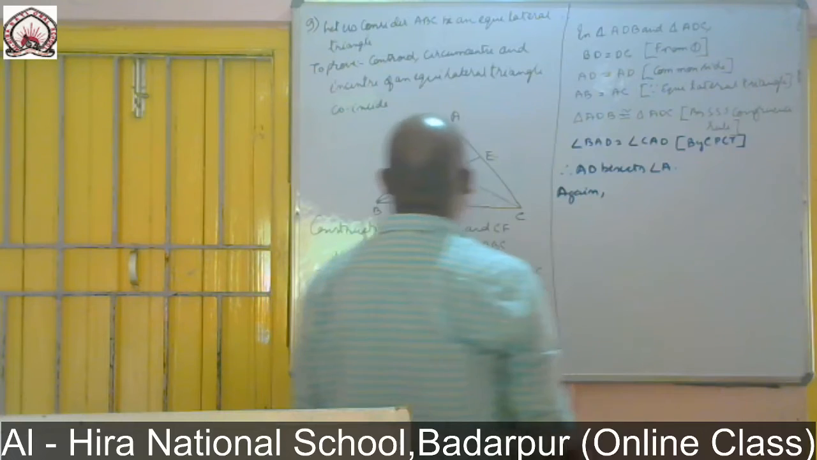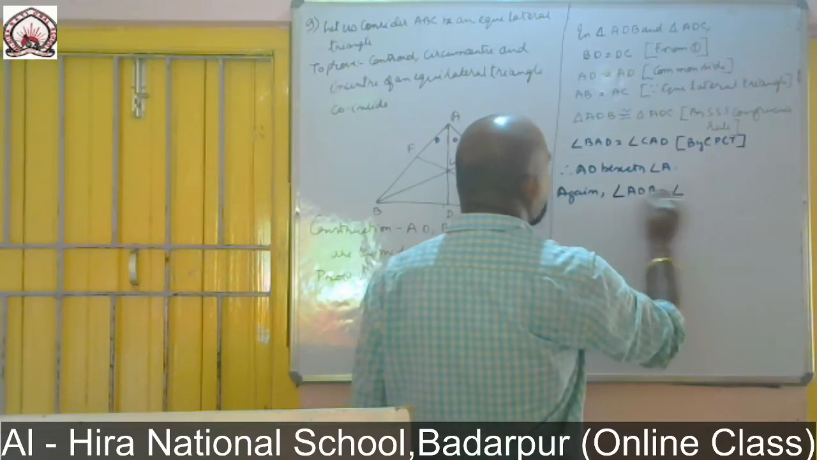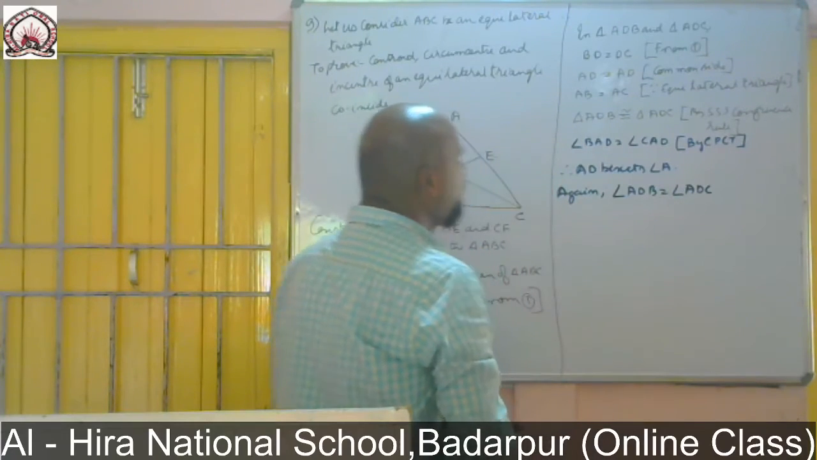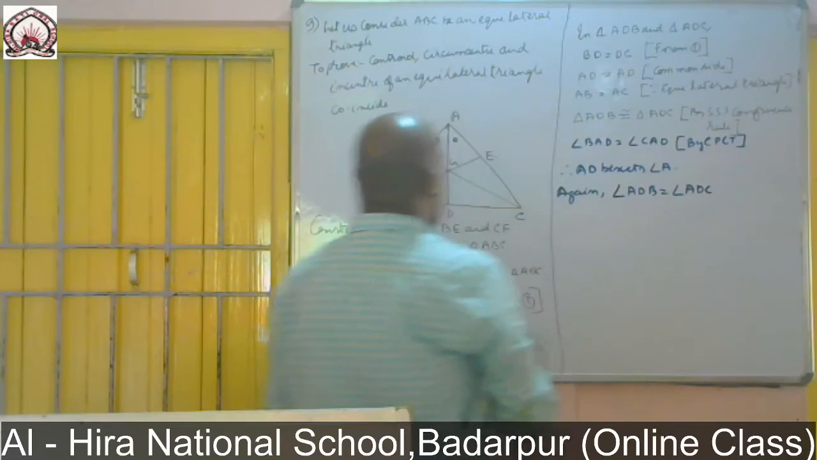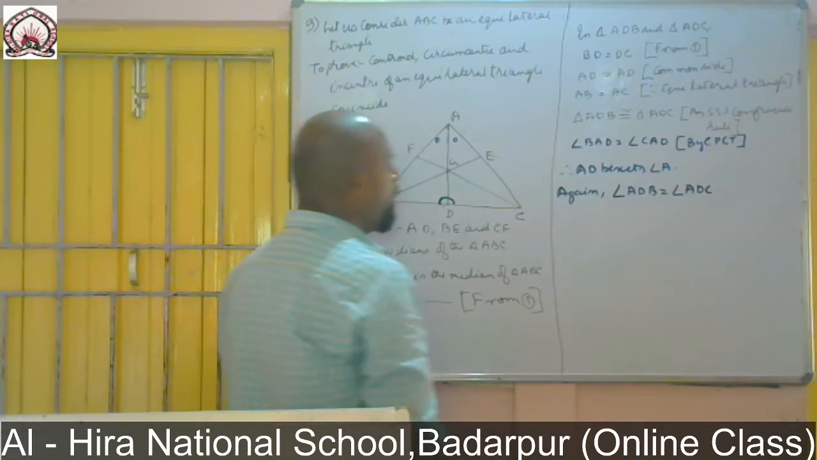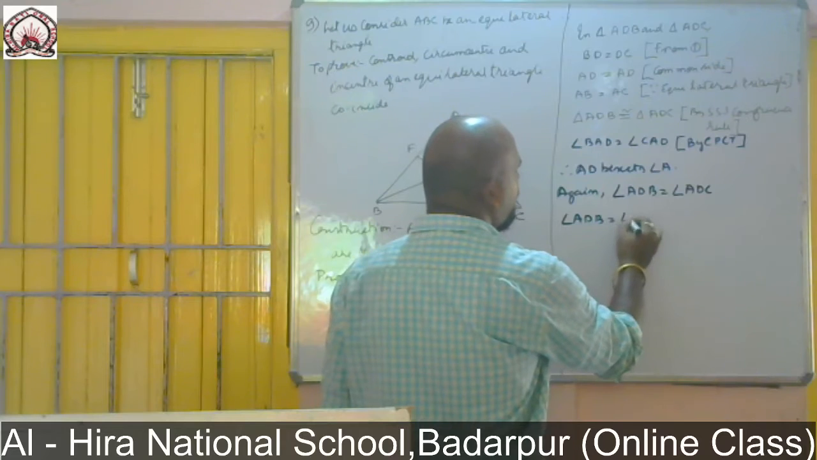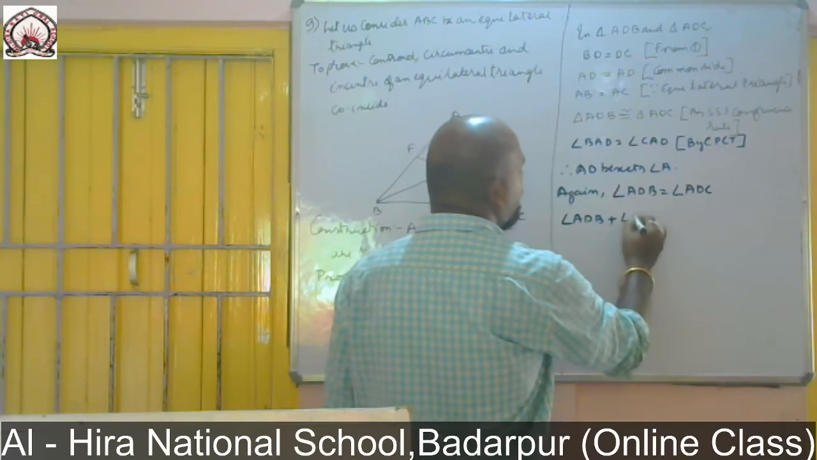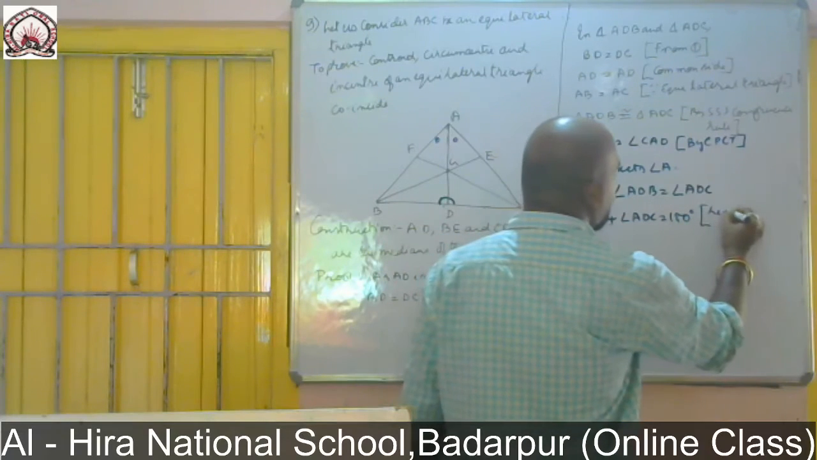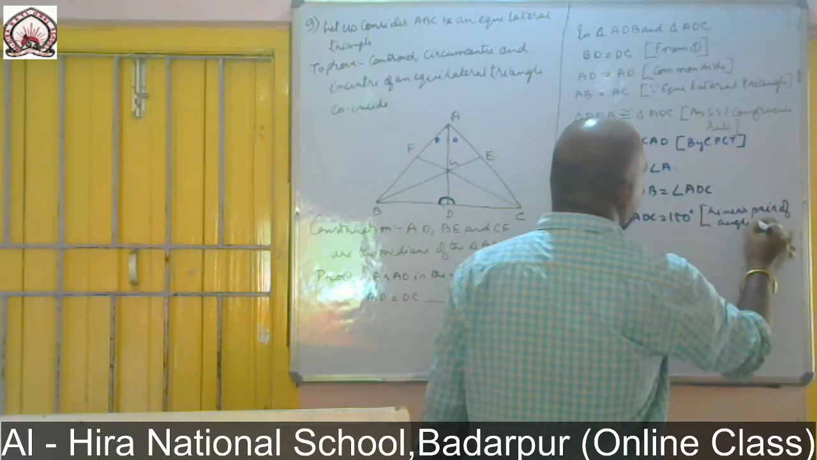Again, what are we getting? Angle ADB equal to angle ADC, again by CPCT. Now, this angle plus this angle equal to what? Linear pair of angles. So, angle ADB plus angle ADC equal to 180 degrees, because of linear pair of angles.